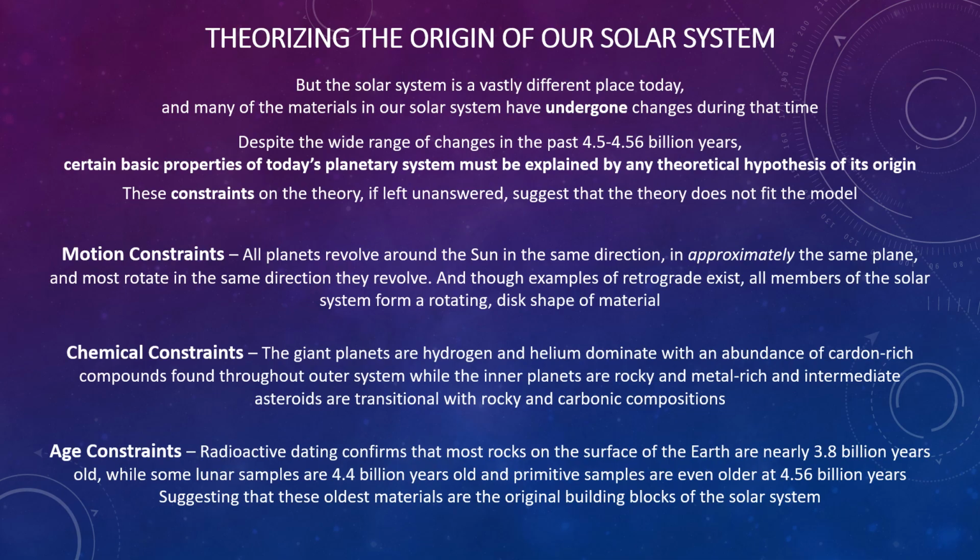And then a theory on the origin of the solar system must also be able to explain the age constraints from radioactive carbon dating, which has confirmed that most of the rocks on the Earth's surface are nearly 3.8 billion years old. Lunar rocks are nearly 4.4 billion years old, and primitive samples from asteroids and meteorites suggest that they are as old as 4.56 billion years. And this suggests that these oldest ones, these primitive samples, are the original building blocks of our solar system, being the oldest samples that we have.